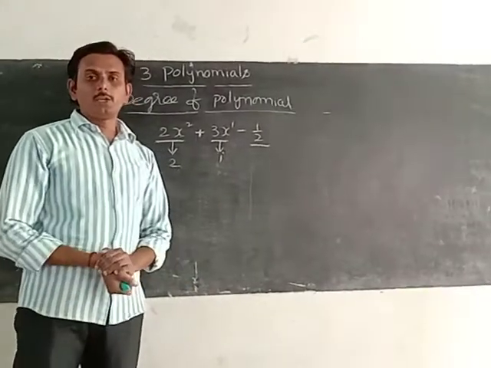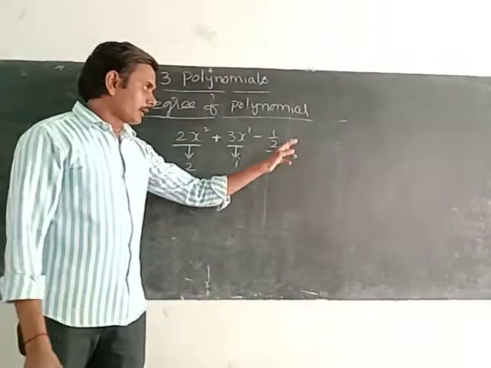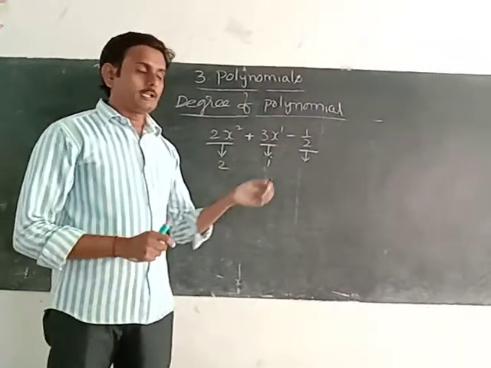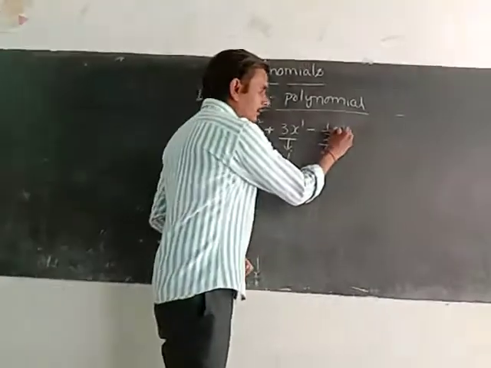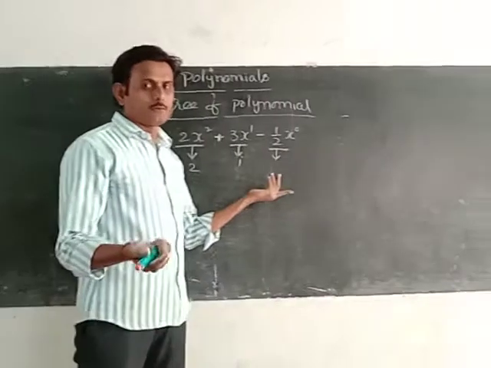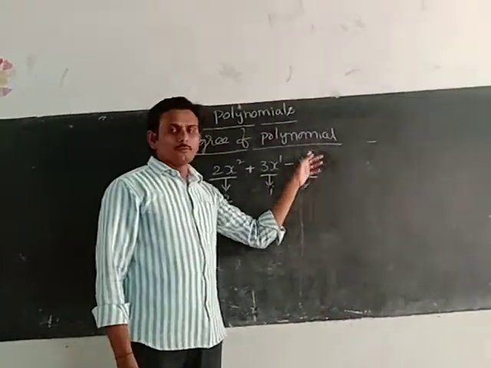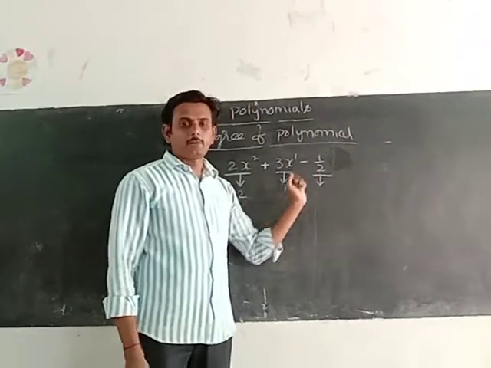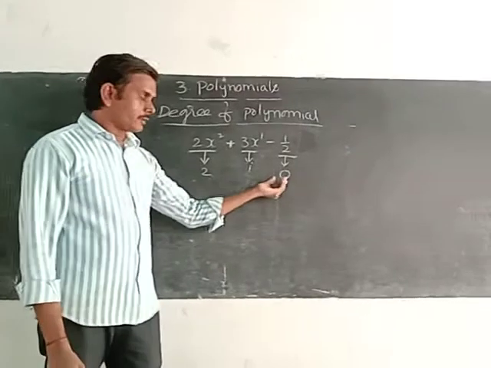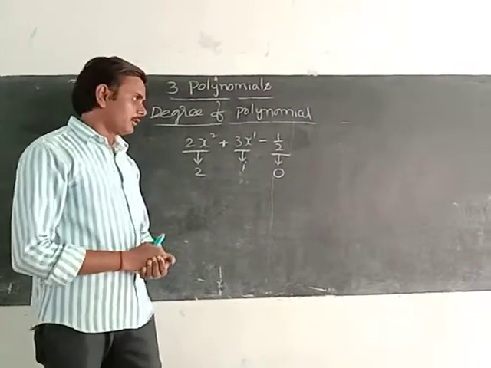No, no variable is there. That is called a constant. If beside a number no variable appears, then that is called a constant. Actually, no variable means it is taken as x power 0. x power 0 is the value 1. No need to write it. Whenever you don't have any variable beside a number, that degree is 0. What is the degree of a constant? 0. The degree of a constant is 0.